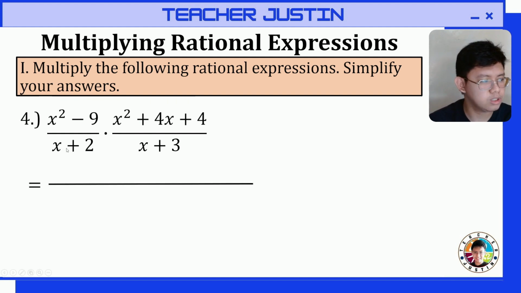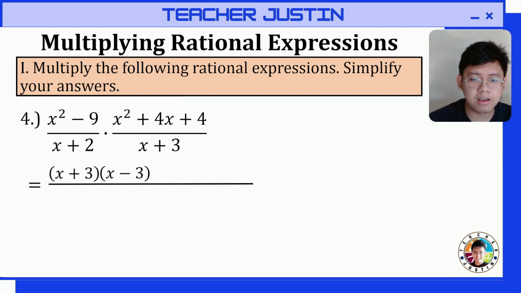So, let's start first in getting the factor of x squared minus 9. So, since this is a polynomial, we can apply different factoring techniques. So, yung factoring technique natin kay x squared minus 9 is factoring difference of two squares. So, meron siyang factor na x plus 3 and x minus 3.